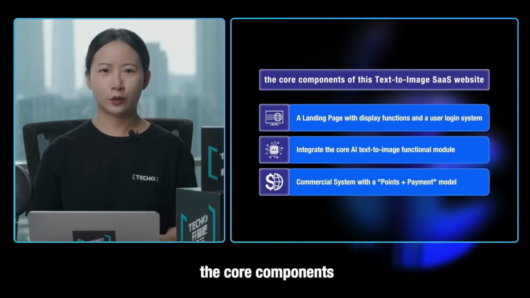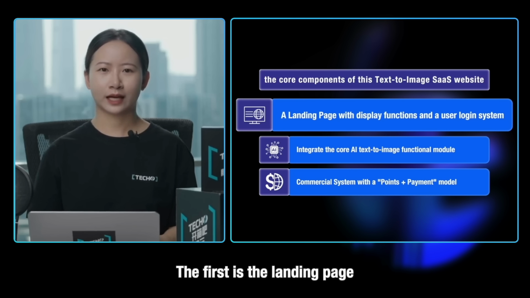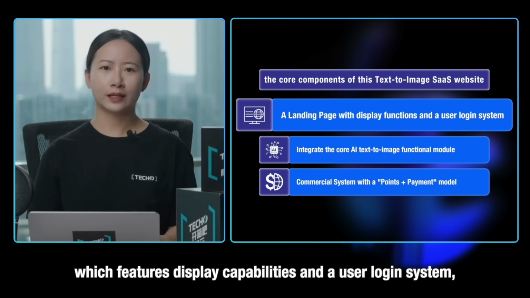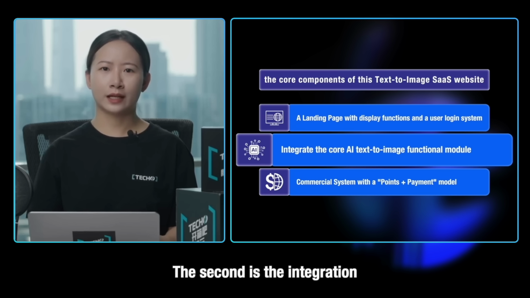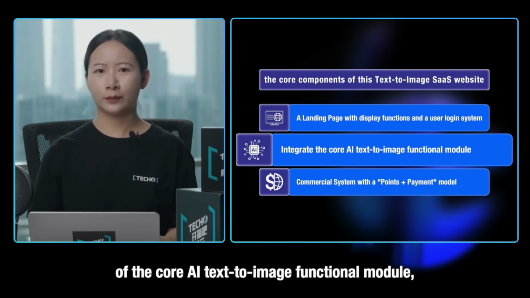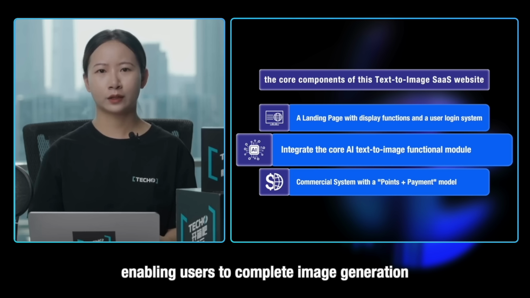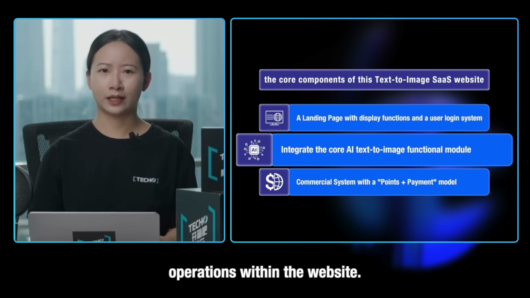First, let's clarify the core components of this website. The first is the landing page, which features display capabilities and the user login system, clearly conveying the core value of the tool. The second is the integration of the core AI text-to-image functional module, enabling users to complete image generation operations within the website.